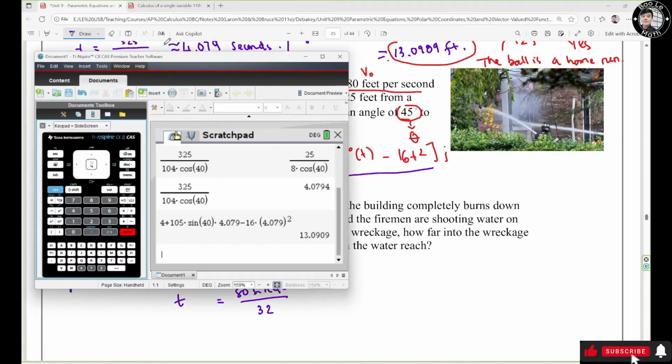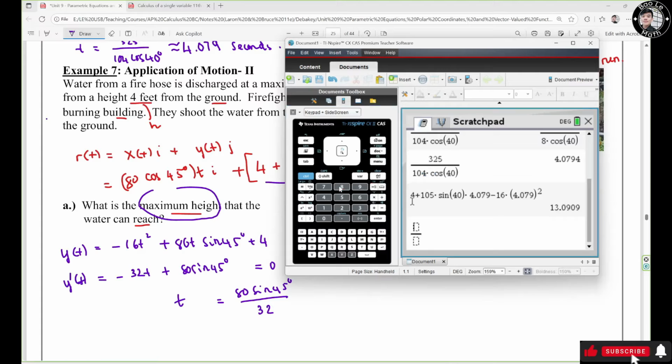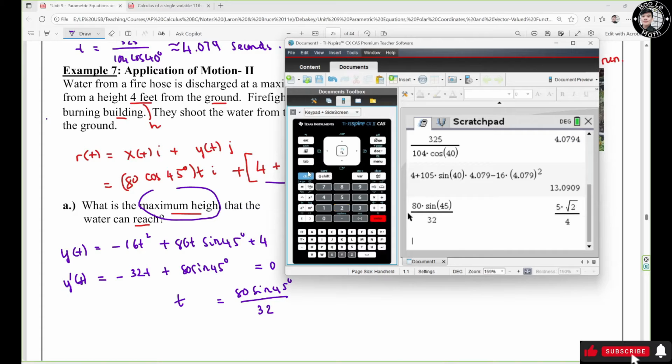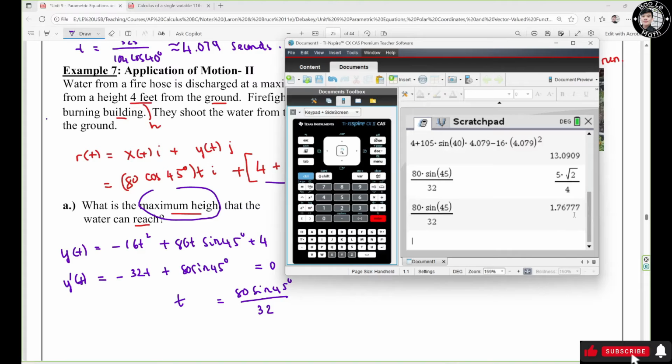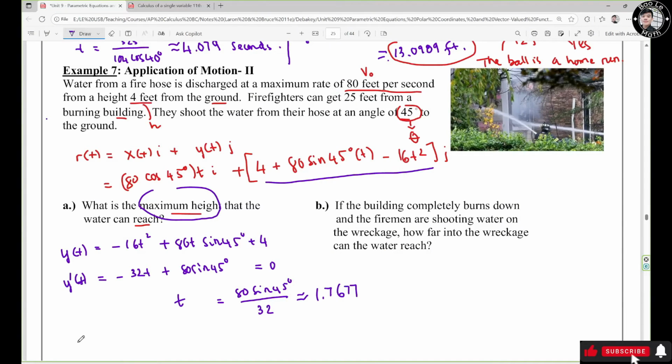And then I'm going to bring up the calculator. Then it's going to be 80 times sine of 45 degrees over 32, right? Make sure your calculator is in degree mode. So you're going to press enter. Then you're going to convert this one to decimal. So press Control Enter. It's going to be 1.76777, right? You're going to find y of 1.76777.